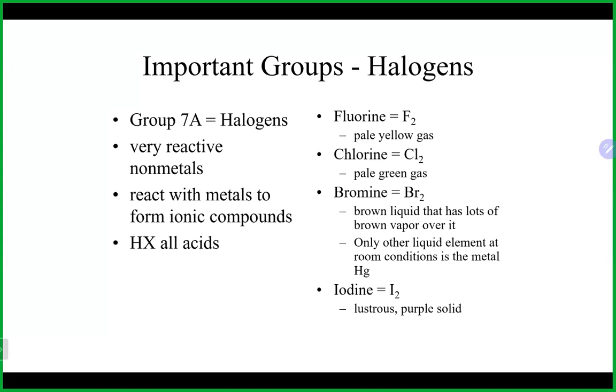Acids like HCl, which is hydrochloric acid, HF, which is hydrofluoric acid, HBr, which is hydrobromic acid. And again, in their natural state, as we've talked about, they come as these twos, right? Diatomics. Chlorine is a pale green gas. Bromine is kind of like a brown liquid with a little vapor over it. And iodine is like purple. And we'll see some iodine, I think, in one of the experiments coming up, maybe next week.